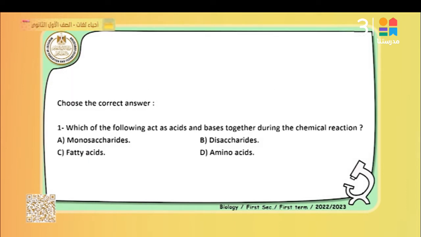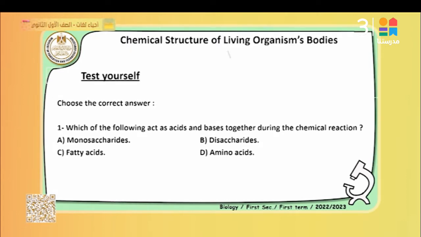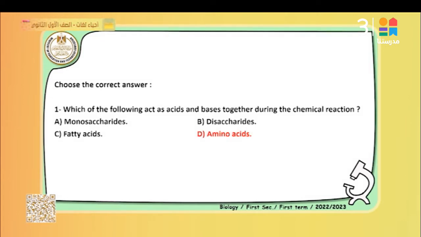Okay. Choose the correct answer. Which of the following act as acidic and basic together during the chemical reactions of the monosaccharide? Number 1, a monosaccharide? No. The monosaccharide enters the structure of the carbohydrate building unit. Disaccharide? No. Fatty acid or amino acids? The best answer is amino acids. That's representing the best answer. Okay, it is the amino acids. That's right.